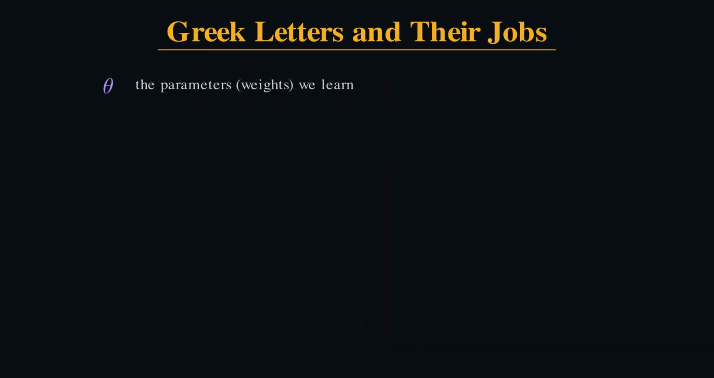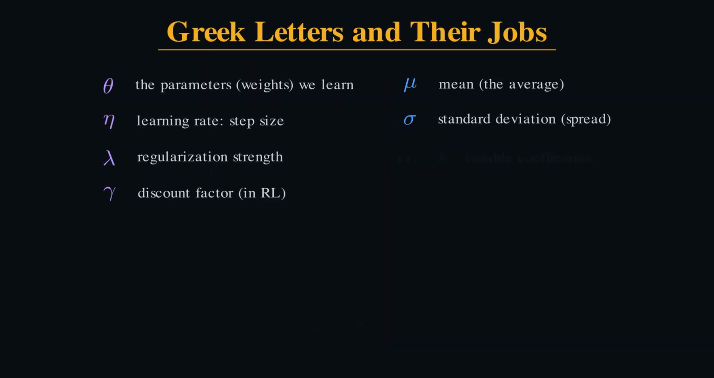Research papers are written in Greek, and each letter has a conventional job. Theta almost always means the parameters, the dials we are learning. Eta is the learning rate, how big a step we take. Lambda controls regularization, how much we penalize complexity. Gamma is the discount factor in reinforcement learning. Mu is a mean, sigma a standard deviation. Alpha and beta are usually tunable coefficients, and epsilon is a tiny number, often a little noise, or a guard against dividing by zero. Knowing these job titles lets you guess what an equation is doing at a glance.